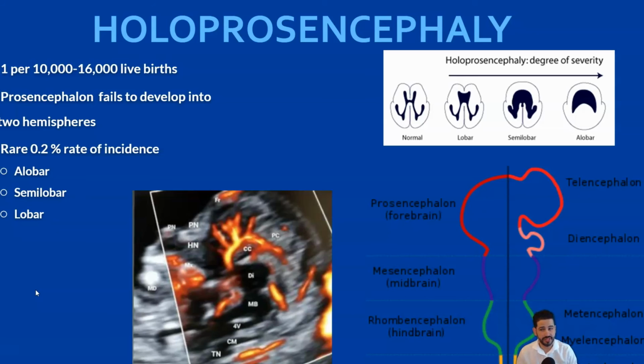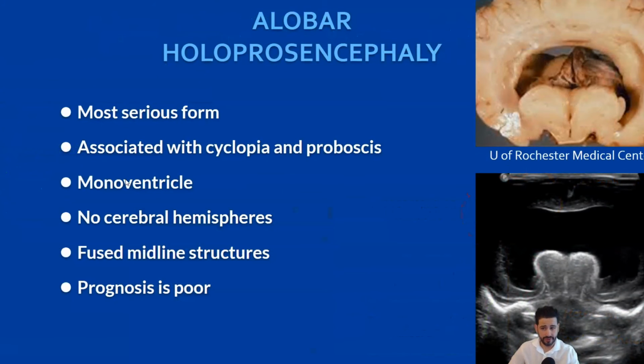All right, so next up is holoprosencephaly. It is rare. There's an incidence of 1 per 10,000 to 16,000 live births and a 0.2% incidence rate. The prosencephalon fails to develop into two hemispheres in this condition, and there's 3 types. There's lobar, semilobar, and alobar. And here you can see the continuum from normal to alobar being the most severe one. So alobar holoprosencephaly, as said, is the most severe form. It is often associated with cyclopia. So you have one eye or two eyes fused into one socket. Proboscis, which is usually a protrusion onto the forehead or around the nose.